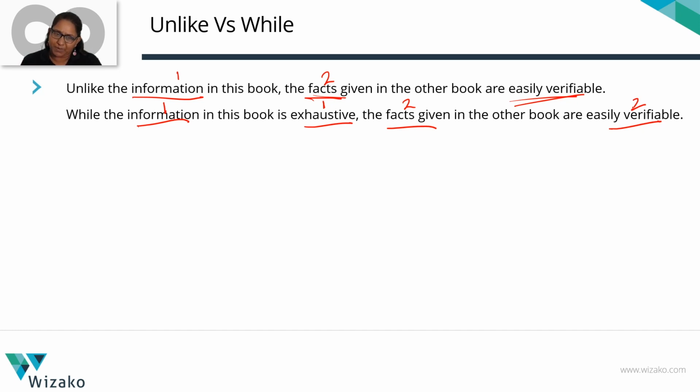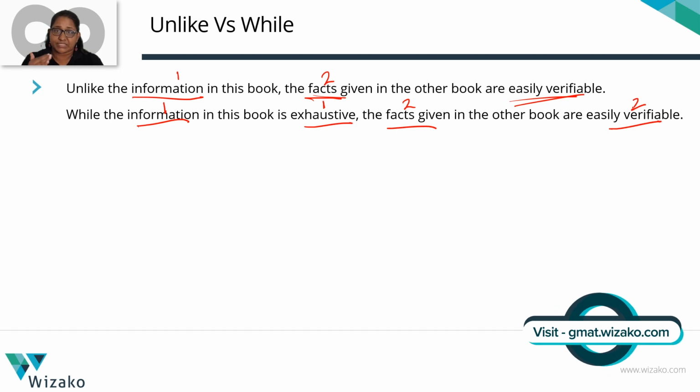We are kind of implying that the first book is more exhaustive than the other and that the second book is more easily verifiable than the first, but we have not explicitly stated it. We are talking about book 1 on the basis of one parameter and book 2 on the basis of another parameter. In this kind of situation, you cannot use unlike. The right usage would be to use while. So this is the basic difference between unlike and while. Are we comparing on the basis of the same parameter or are we talking about different parameters?